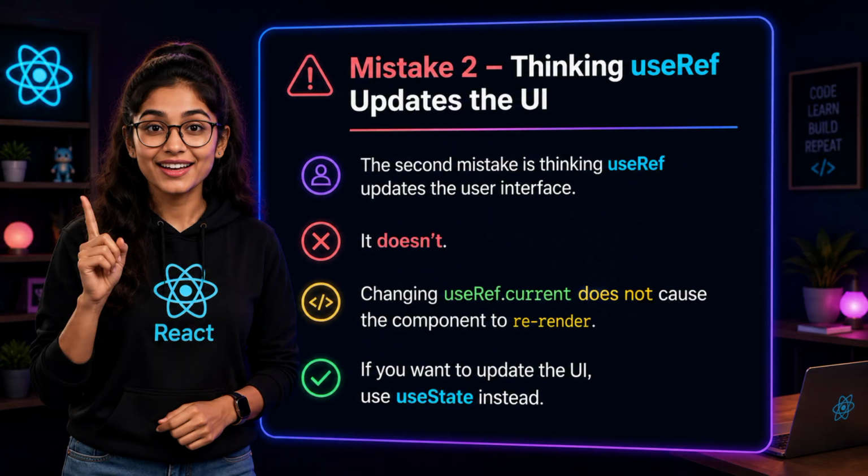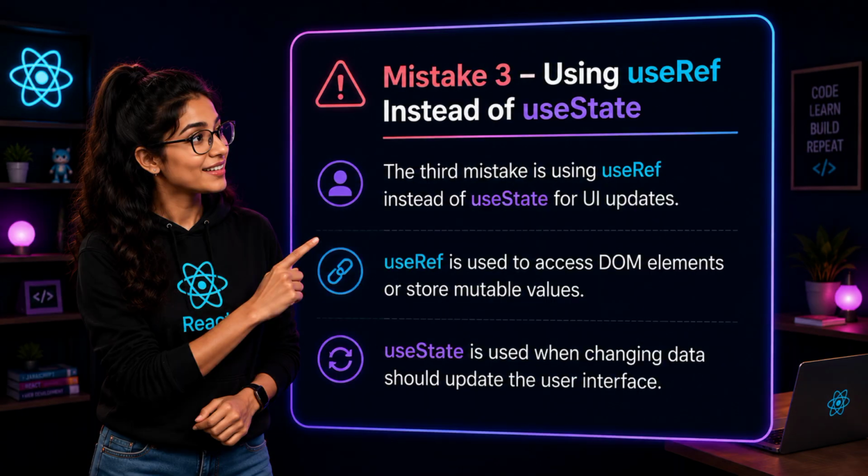The second mistake is thinking useRef updates the user interface. It doesn't. Changing useRef.current does not cause the component to re-render. If you want to update the UI, use useState instead. The third mistake is using useRef instead of useState for UI updates. useRef is used to access DOM elements or store mutable values. useState is used when changing data should update the user interface. So, choose the right hook based on what you are trying to achieve.